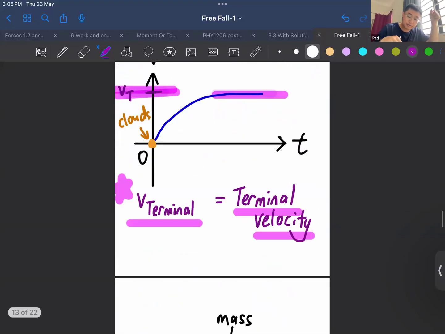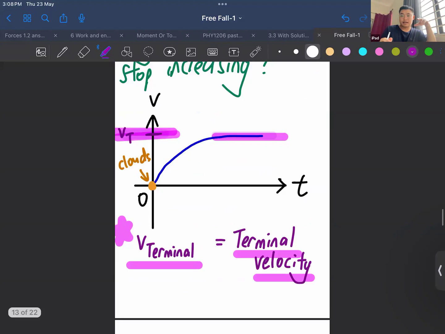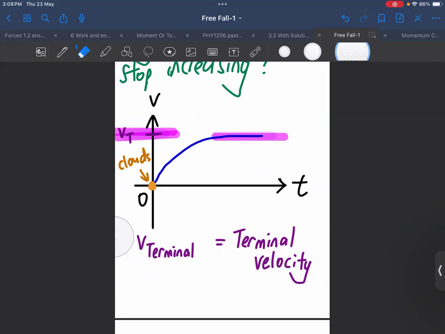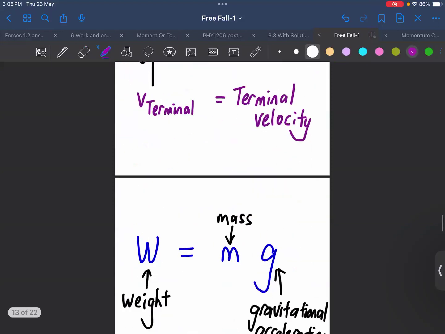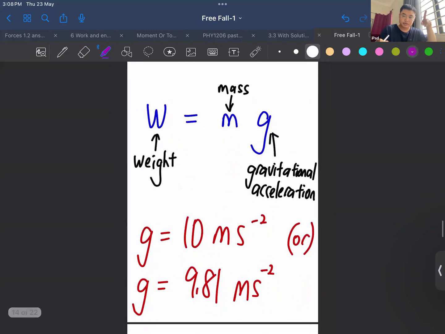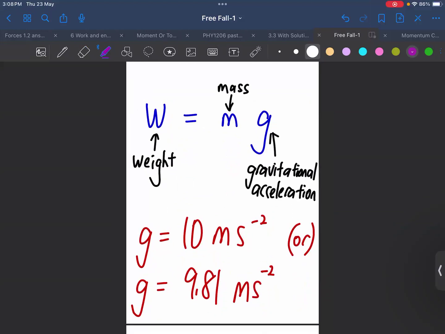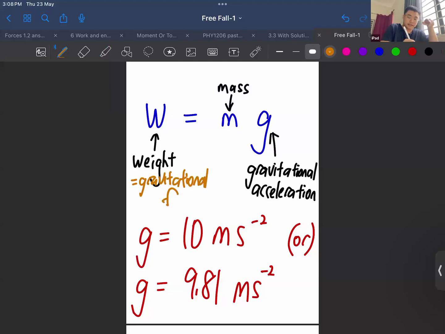Okay. So now, how many can remember this picture? Can you? Yes. Okay, now still remember W equals mg. Are you fine? Yes. What is W? Is the weight the same as gravitational force? Weight is the gravitational force. Okay, gravitational force is weight. Weight is gravitational force. They are the same thing. Are you happy? Yes.